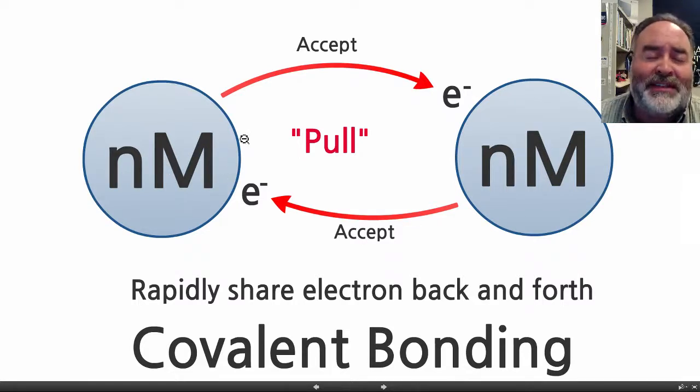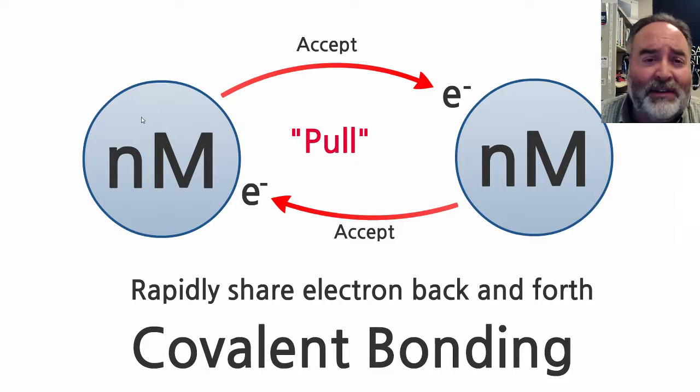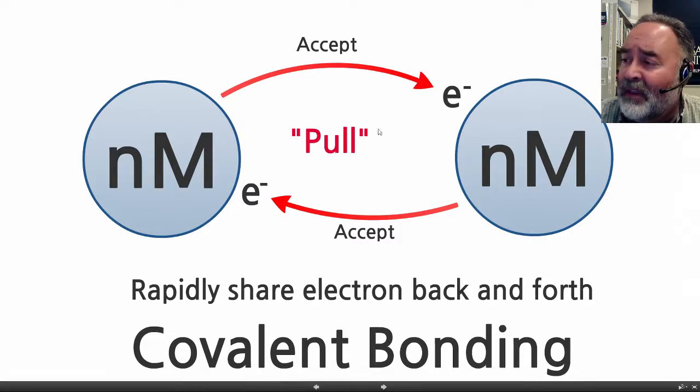If you can imagine this happening simultaneously, this nonmetal says, hey, I want your electron. This nonmetal says, hey, I want your electron. When they're finished with the little shenanigans, there's no net change. No one's gotten positive. No one's gotten negative. It's just that you got mine, I got yours. Let's do it again, okay? So they constantly sit there popping electrons back and forth, very similar to metallic bonding.